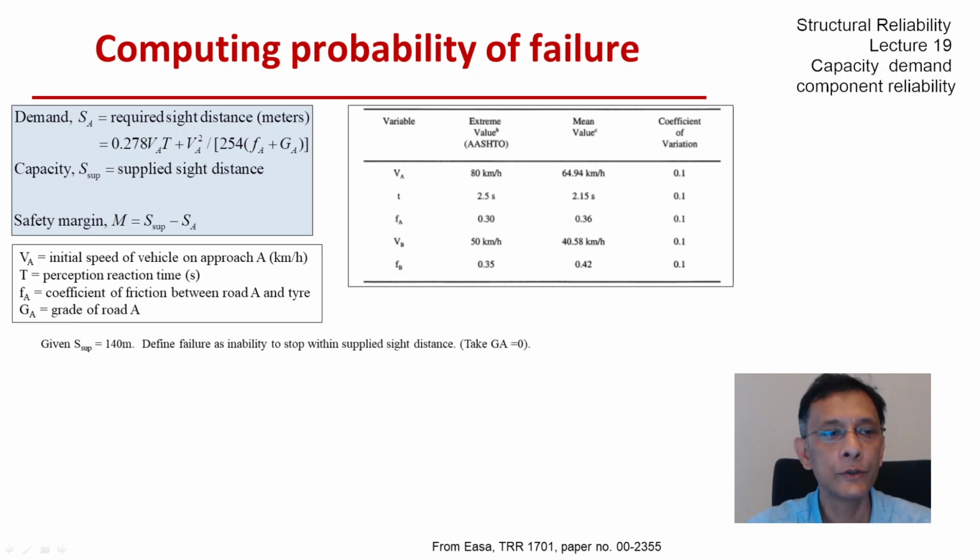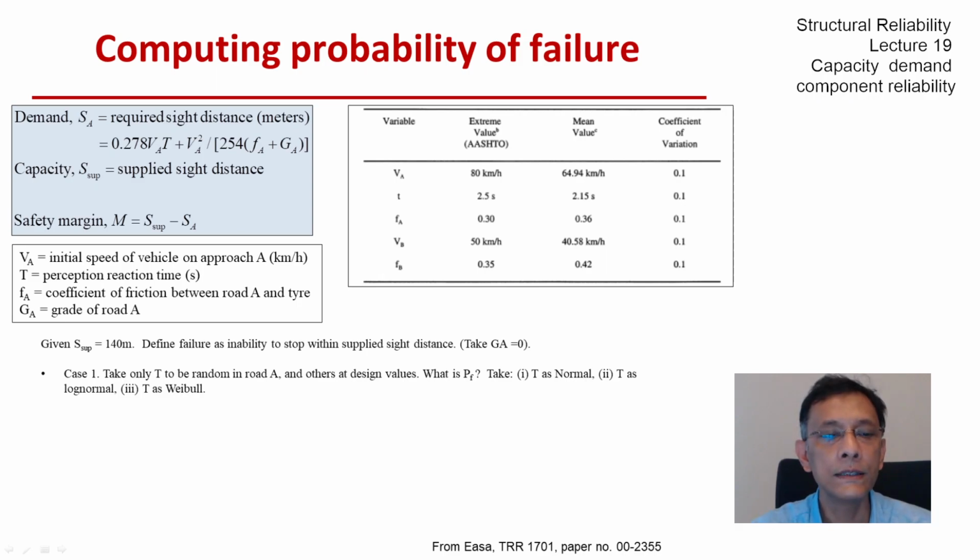So on the top left you see the limit state, which is m, the s supplied minus s required. All the random variables are defined and all the other constants are defined. And it's also stated that the supplied side distance is known to be deterministically 140 meters. So suppose only t, the perception reaction time, is the only random variable, and all other parameters are fixed non-random at their design values.